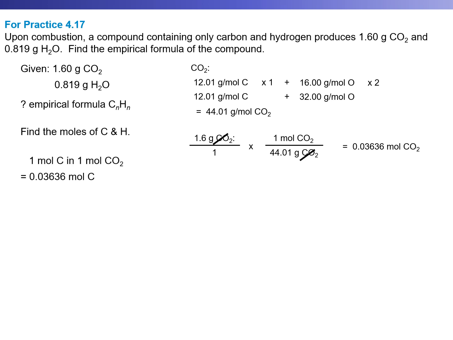All right, so what we know about carbon dioxide is that we have 1 mole of carbon in 1 mole of carbon dioxide, which means that we are going to have the same number of moles of carbon as we have moles of carbon dioxide, which means that we're going to have 0.03636 moles of carbon in 0.03636 moles of carbon dioxide. So that's how we're going to calculate the moles of carbon.